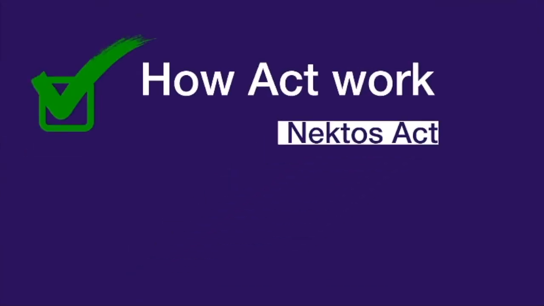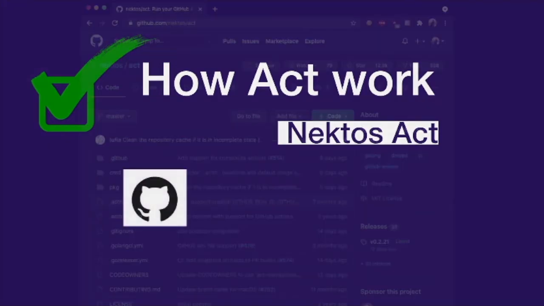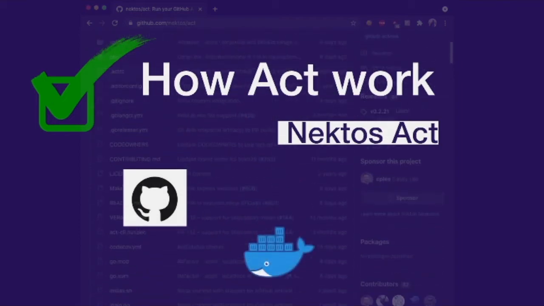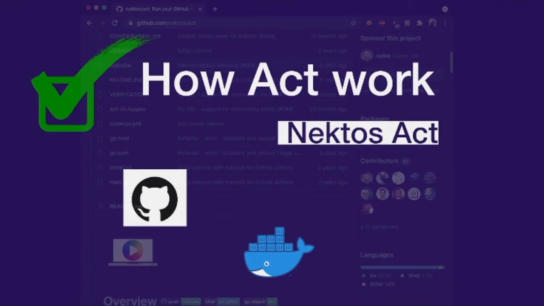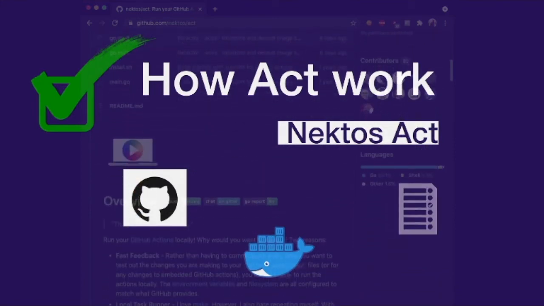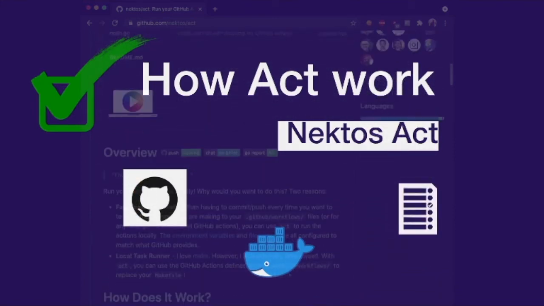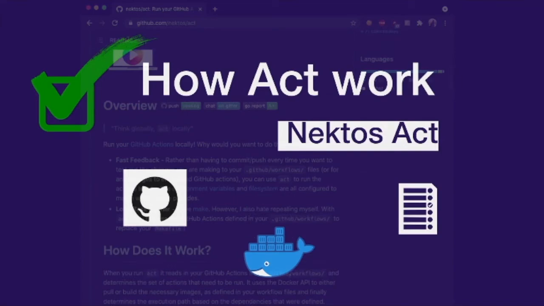Nektos Act emulates the same process as GitHub, but locally. It will first read the GitHub workflow from the repo to know which actions to run. Then it will use the Docker API to pull or build the necessary images. It will then set GitHub environment variables and run containers for each action.